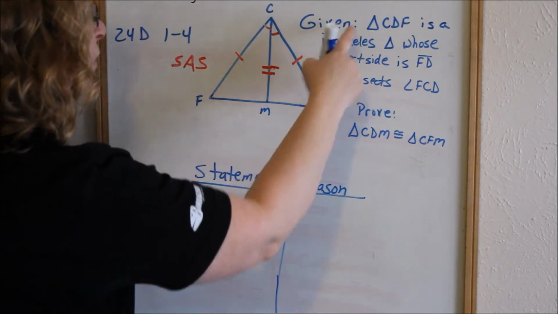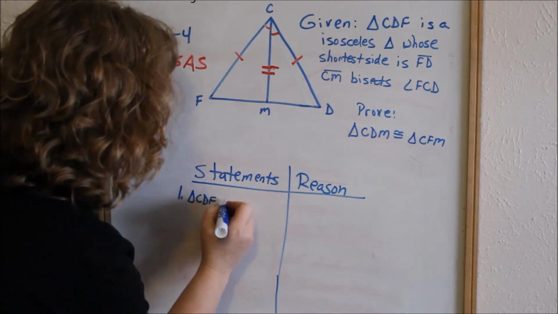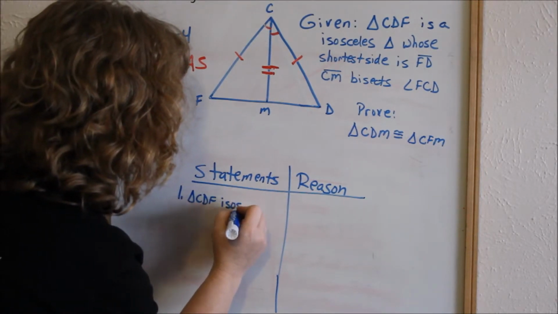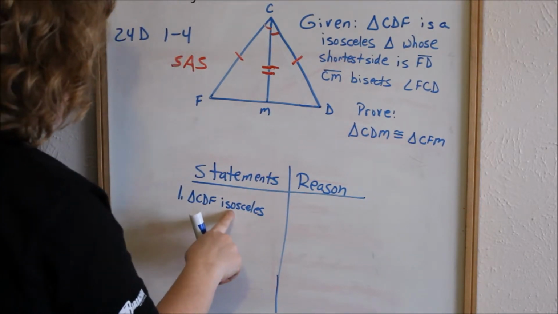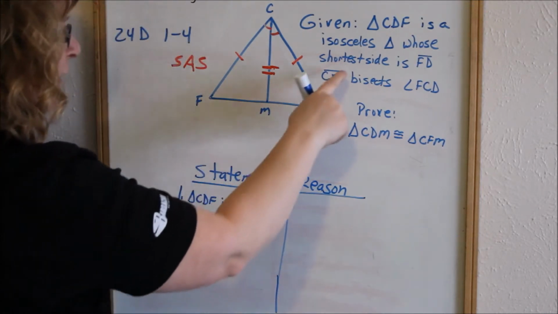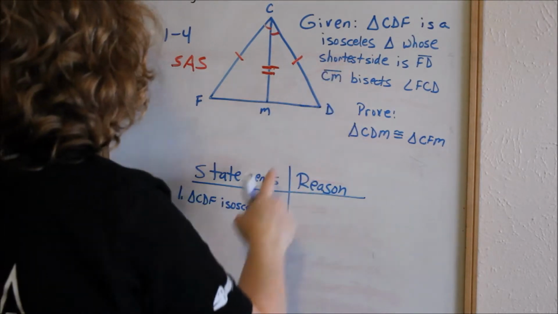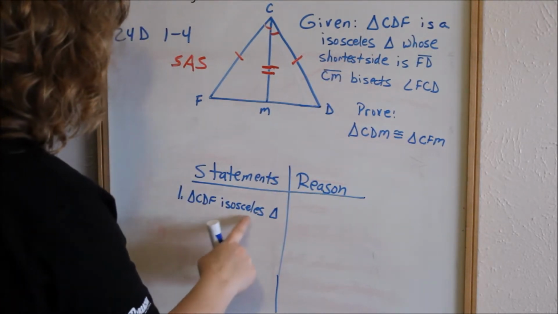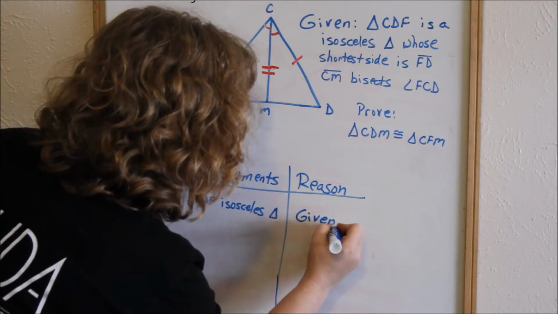So the very first thing that we are told is that triangle CDF is an isosceles triangle. I do a lot of abbreviations. Triangle CDF is an isosceles triangle, and I'm not going to write that the short side is line segment FD. So triangle CDF is an isosceles triangle. Why? Because it was given to me.